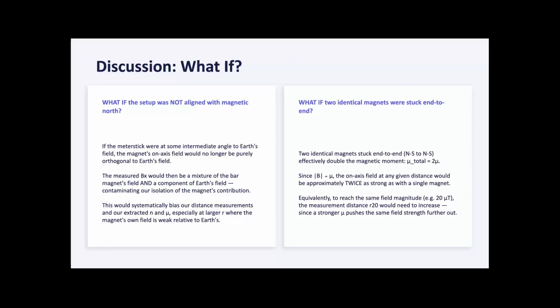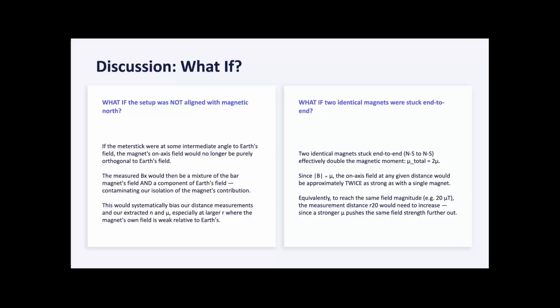2 what-if questions. First, what if I hadn't compensated for magnetic north and instead laid out my meter stick at some intermediate angle? In that case, the bar magnet's field wouldn't be purely orthogonal to the Earth's field anymore. My measured Bx would then be a mixture of the magnet's actual field and some leftover component of Earth's field, contaminating my isolation of the magnet's contribution.